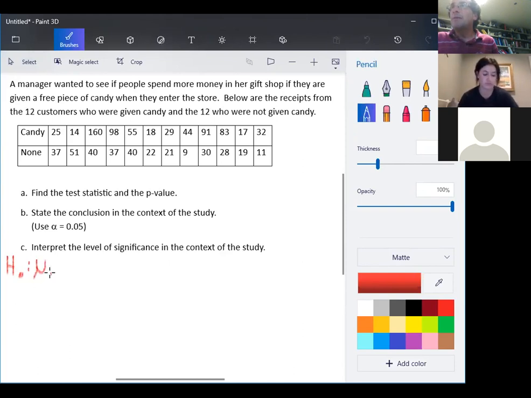And what we can do is maybe mu C for mu candy. The mean for those who got candy is equal to mu N for no candy. Any questions on that?